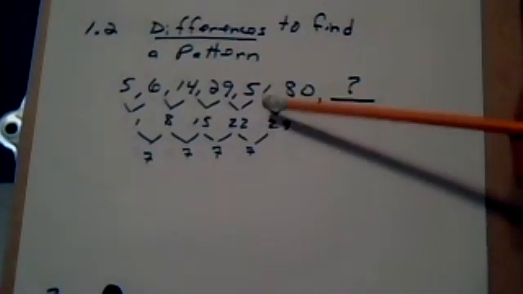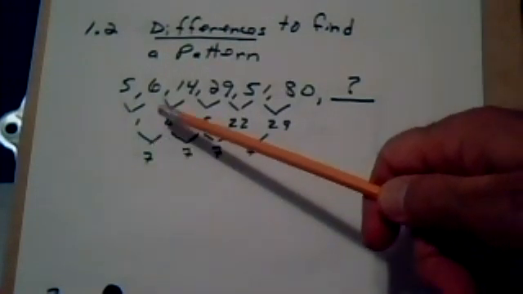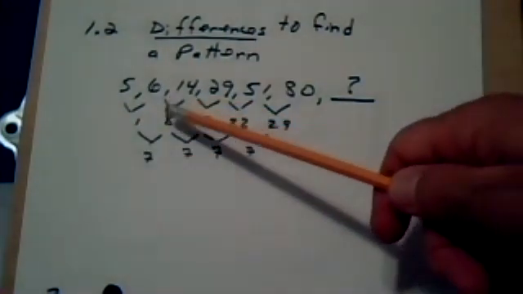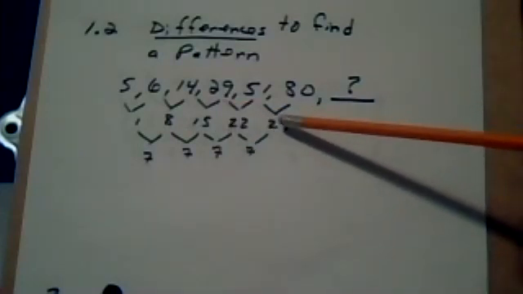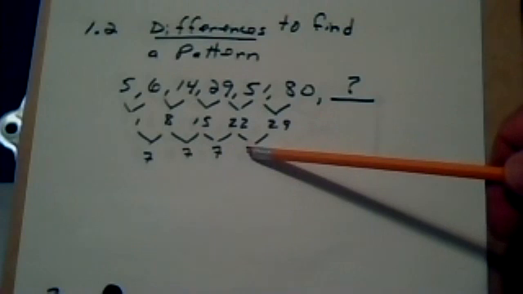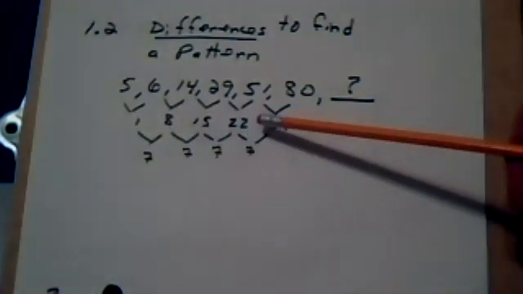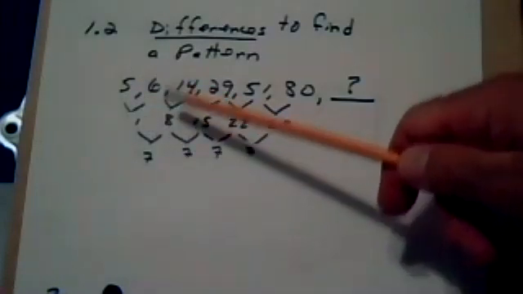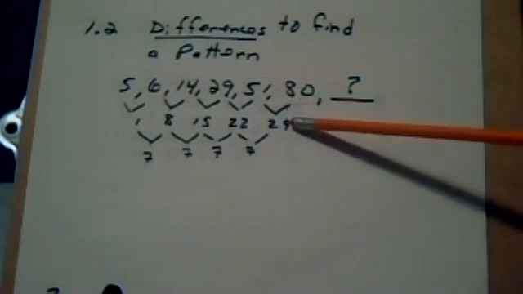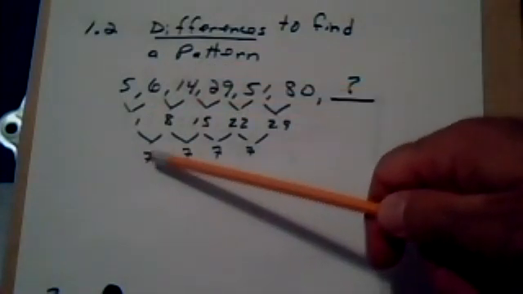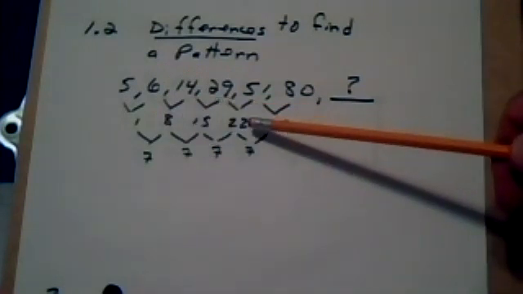Well, now you take it to the next level. Do the same thing. 8 minus 1 is 7. 15 minus 8 is 7. 22 minus 15 is 7. And 29 minus 22 is 7. So if you notice, the second level, lower level, to get from 1 to 8, 8 to 15, 15 to 22, 22 to 29, you had to add the same number. So the second level sequence is arithmetic.